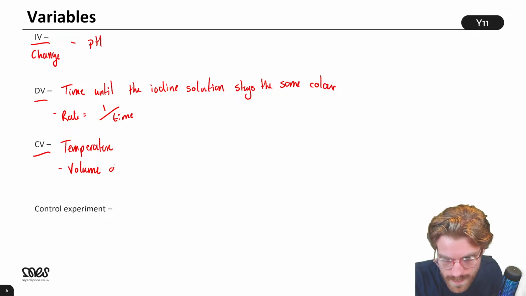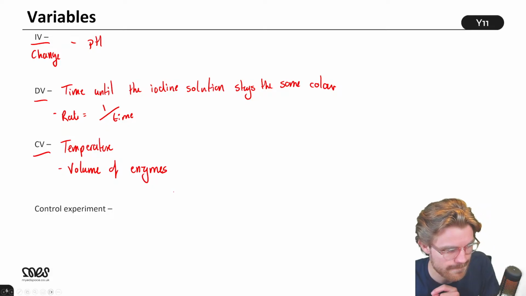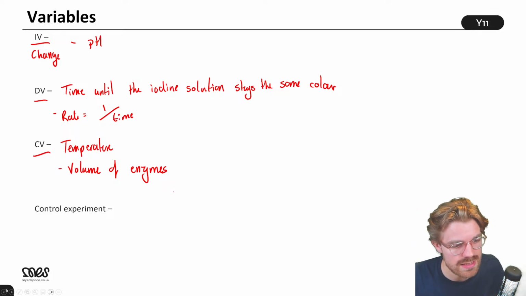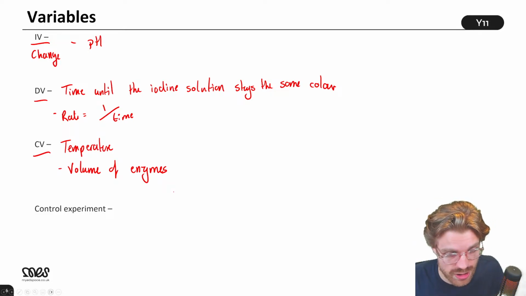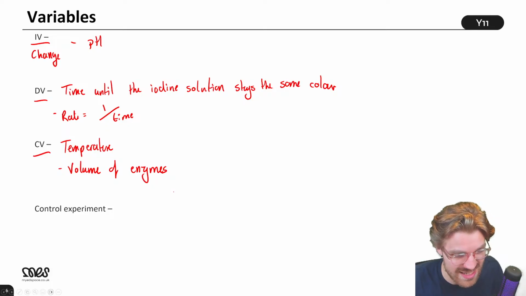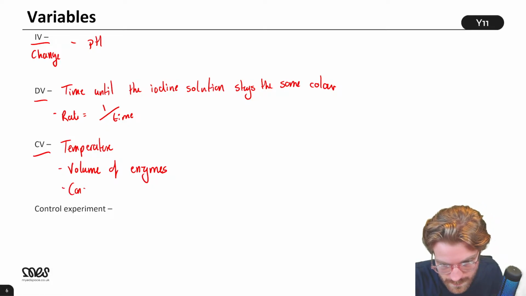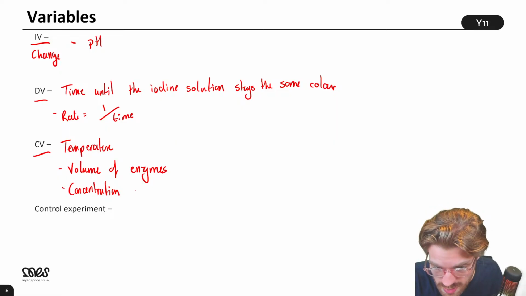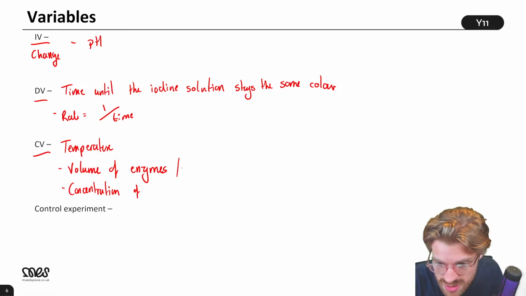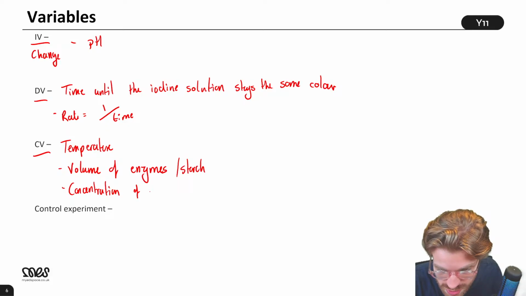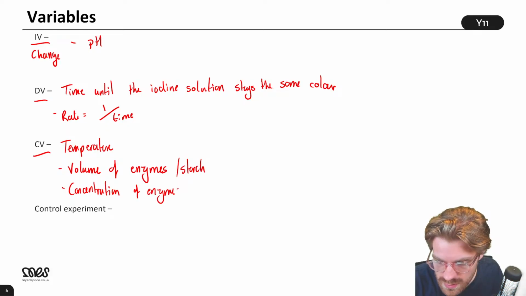So our volume of enzymes, what else could affect it? So we could say the volume of enzymes, the volume of the amylase. S says concentration, good. So we could say volume and concentration. Our volume of starch as well. Yeah, good. So our volume of enzymes and starch, and also our concentration of enzymes and starch as well.